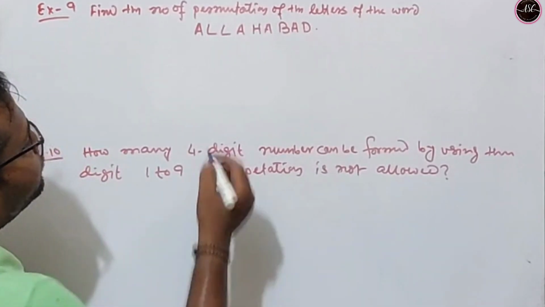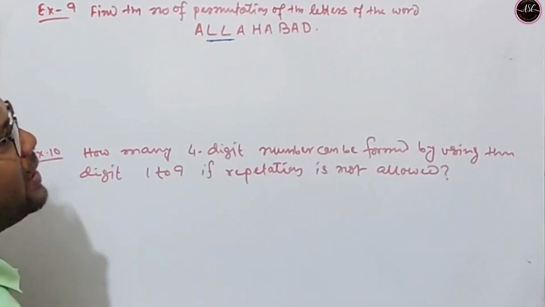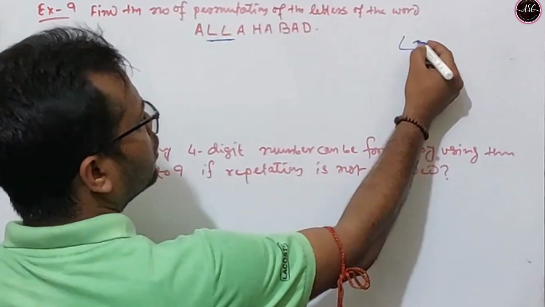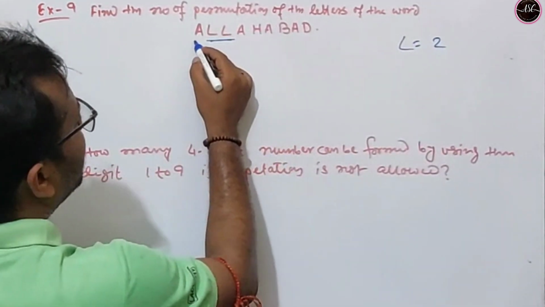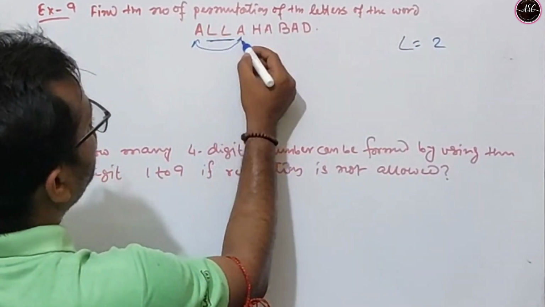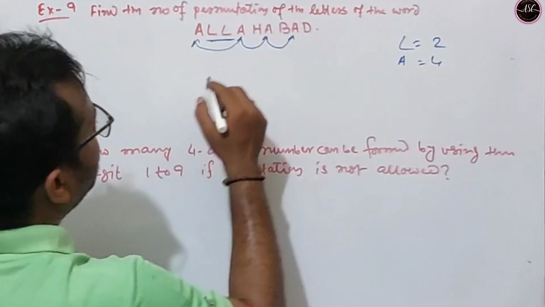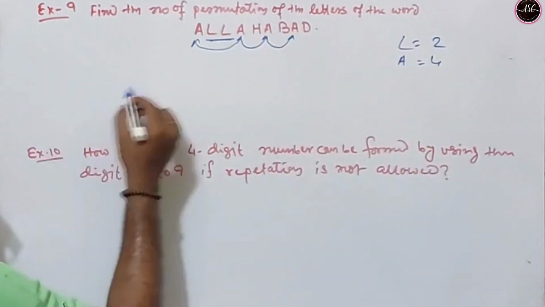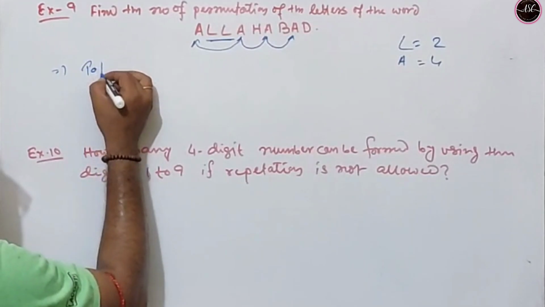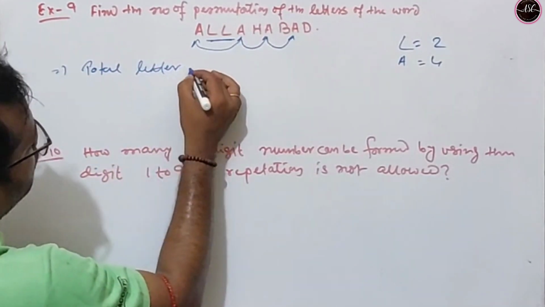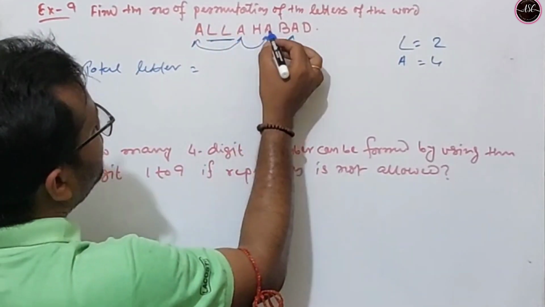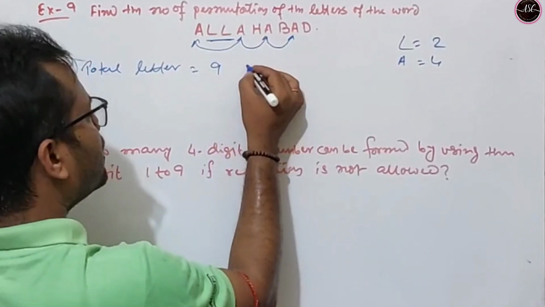Just look. Here, L is repeated 2 times. A is repeated 2, 3, and 4 times, so A is repeated 4 times. Let's start. So total letters equal to 1, 2, 3, 4, 5, 6, 7, 8, 9. So 9. That is equal to n.